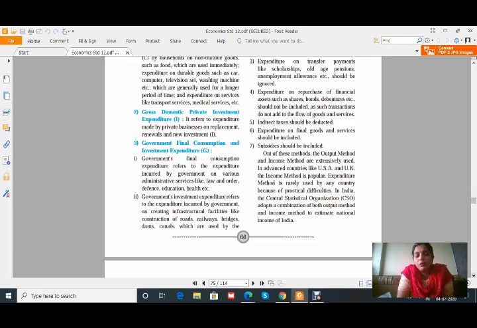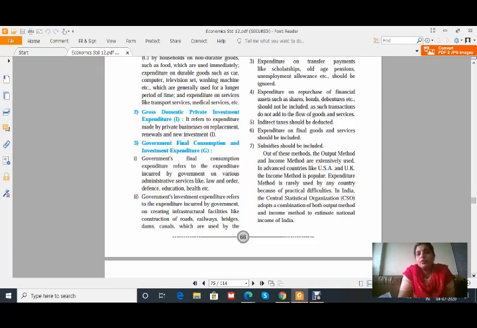Even as all of you know, some trains have been converted to COVID hospitals. COVID beds have been provided to them, and so all this expenditure when done by the government is known as government final consumption expenditure.